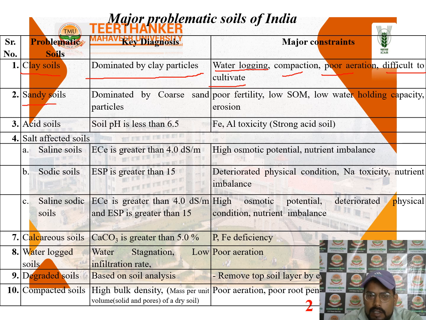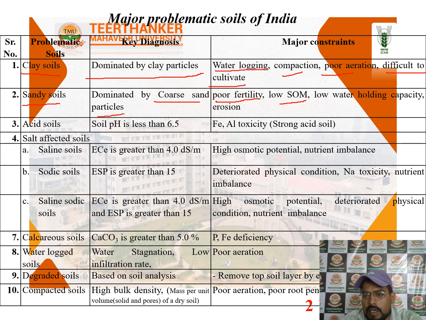The second is the sandy soil. Sandy soil is dominant in desert areas. Where is this type dominant? This type has porous sandy particles, and these soils are unfertile, with poor fertility. Why? Because of low soil organic matter.